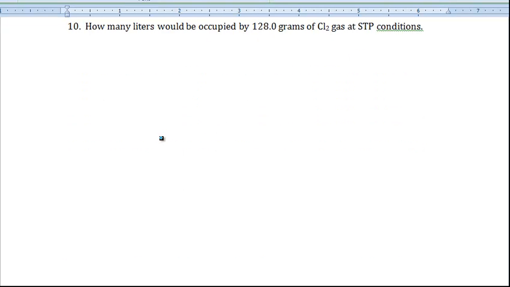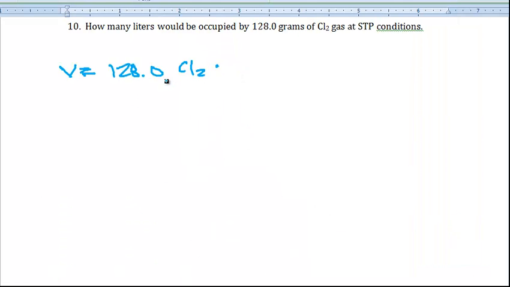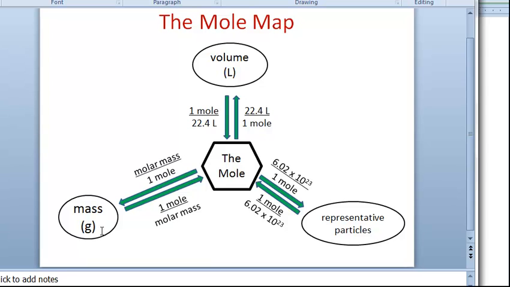Okay, number 10. Number 10, you're being asked for volume, and to begin with, you're being given a certain number of grams of chlorine gas. So let's go back. Let's just double check the mole map. You're being told the amount of mass of a gas, and so you have to get from here to the mole station, then from here up to volume.